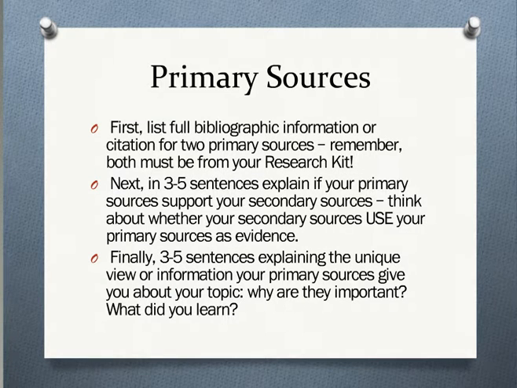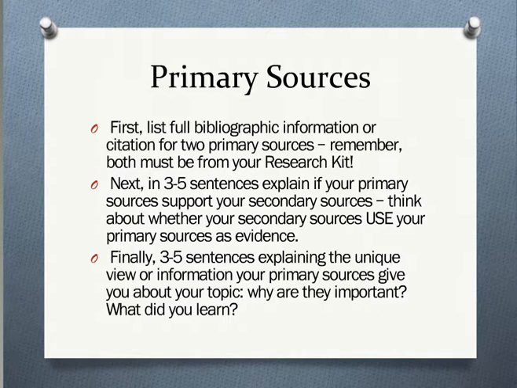Okay, so those are it for our secondary sources. We're using our secondary sources for historical context. We're using them to tell us the story of who, what, when, where, and very importantly, why we dropped the atomic bomb on Hiroshima. Now we turn to our primary sources. Again, you're going to choose 2. You're going to give us the full bibliographic information or citation for these sources. And remember that these must be from your research kit.